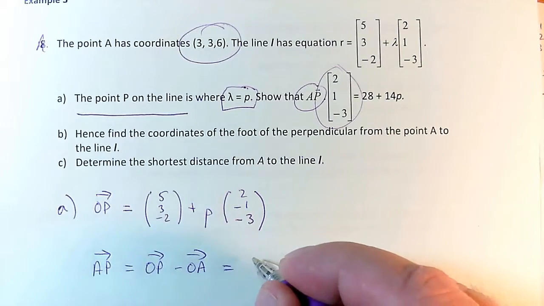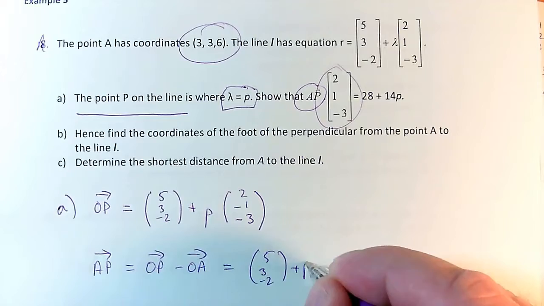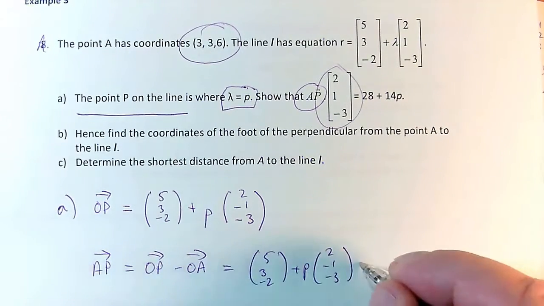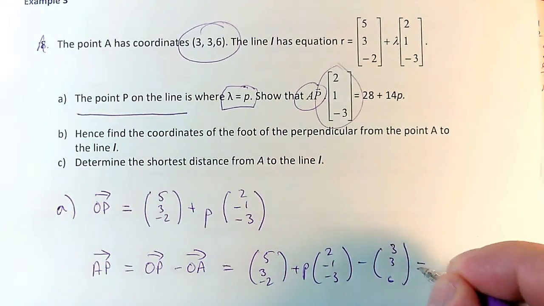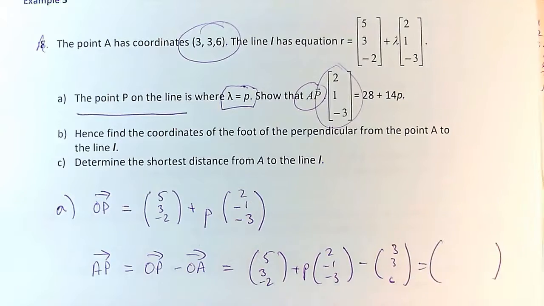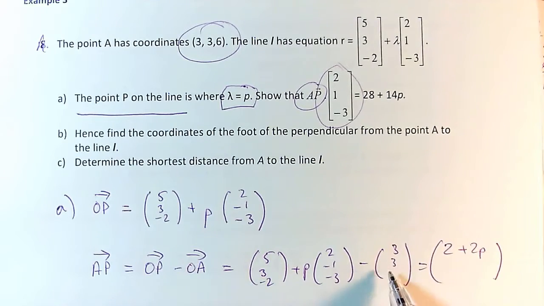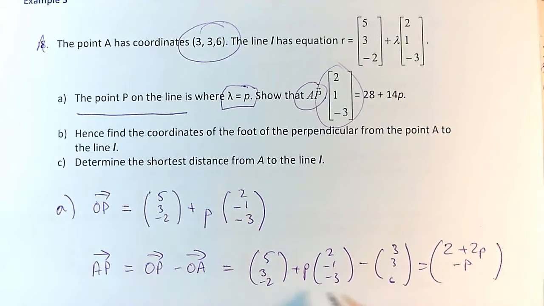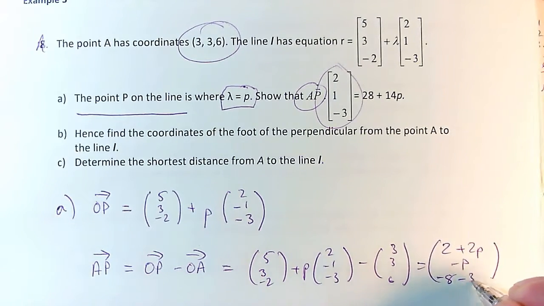So I need to do my OP, which is (5, 3, -2) plus P lots of (2, -1, -3). And I've got to take away OA, which is minus this vector here, (3, 3, 6). And I can shove that all into one column vector. So 5 and a minus 3 is 2, so this is 2 plus 2P. And the next one is 3 minus a 3 is 0, but it's just a minus P then. And the next one, minus 2, take away another 6 is minus 8. So this is minus 8 minus 3P.